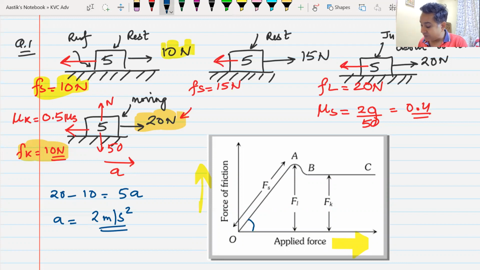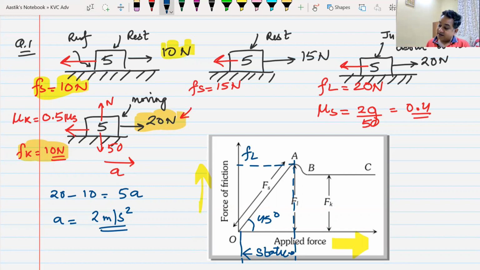What is this angle? How much will be this angle between the applied force and static friction? Both are equal, so the angle would be 45 degrees. Do we understand this? Yes, sir. Up till this point, the body does not move. That means it is in static range. Do we understand this? Yes, sir. And the value of friction has become maximum, FL. Do we understand this?